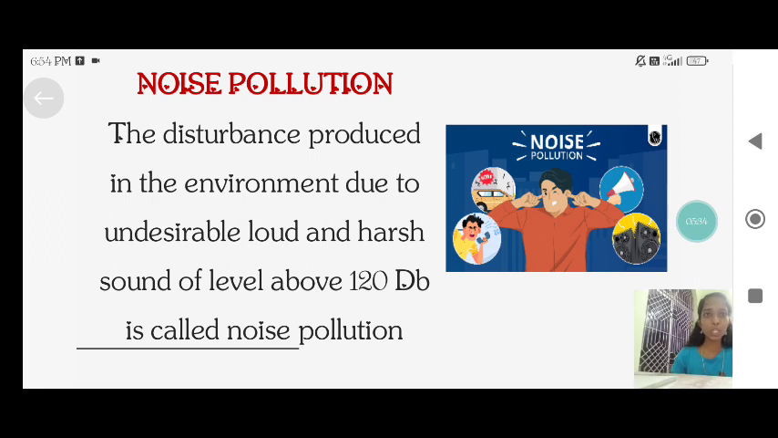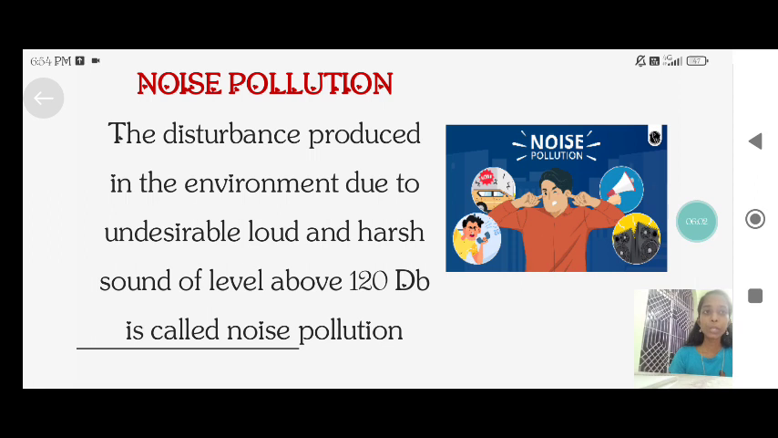Noise pollution is also mainly caused by transportation. It is excessive and harmful levels of noise, typically from urban development, transportation, and industrial activities. This affects both human life as well as wildlife. Pollution caused due to the sound in the environment, we call noise pollution.